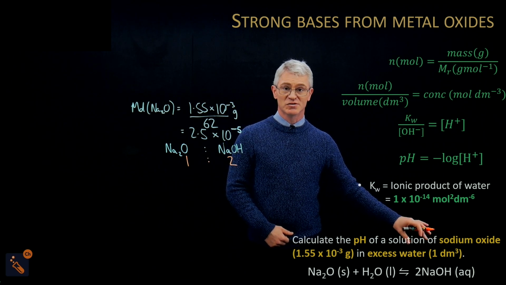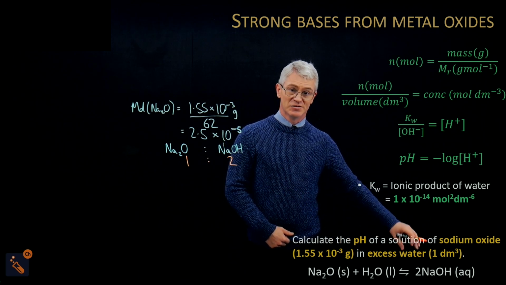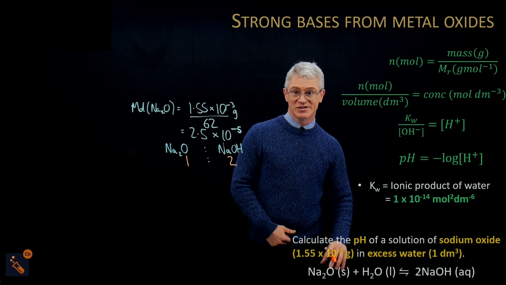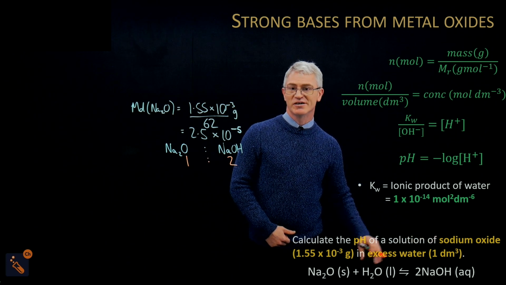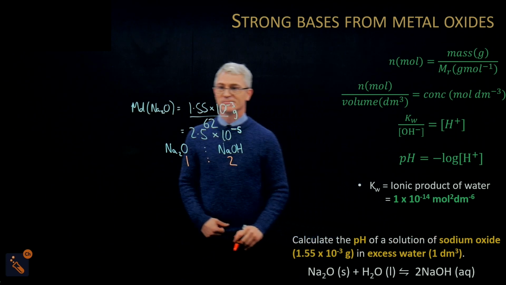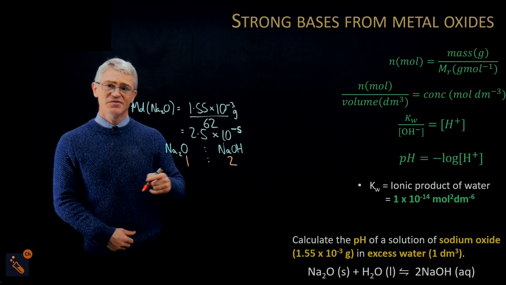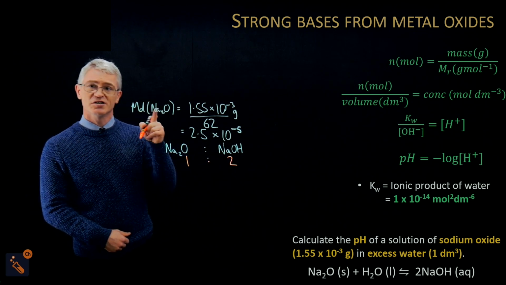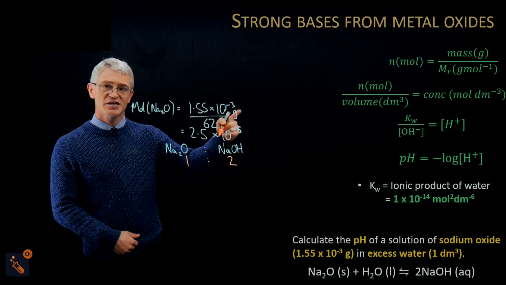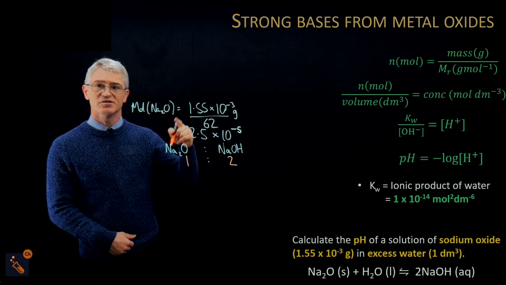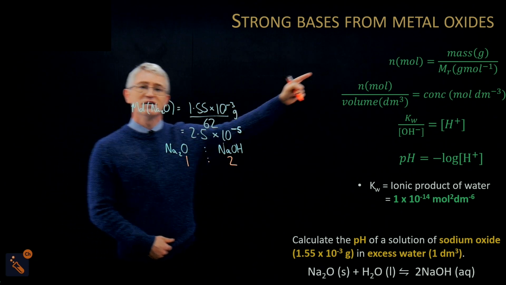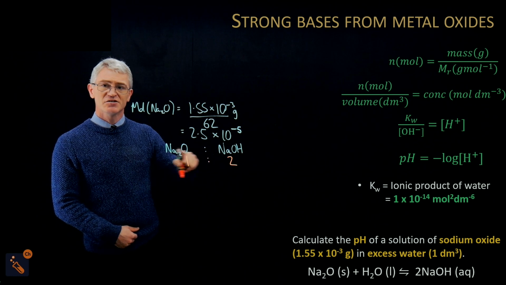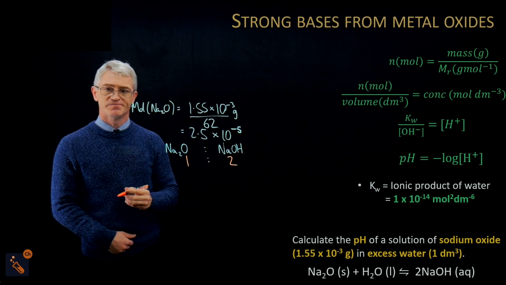So if I calculate the moles of the sodium oxide and then times it by 2, I can get the moles of the sodium hydroxide. That's why I've put this ratio 1 to 2 here. What I've done already is my number of moles. I've taken my mass, 1.55 times 10 to the minus 3, divided by the molecular mass, and this is our equation up here. And I know the ratio is 1 to 2 from my equation.